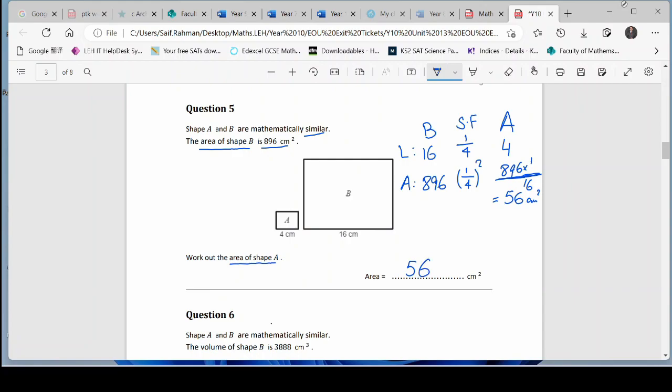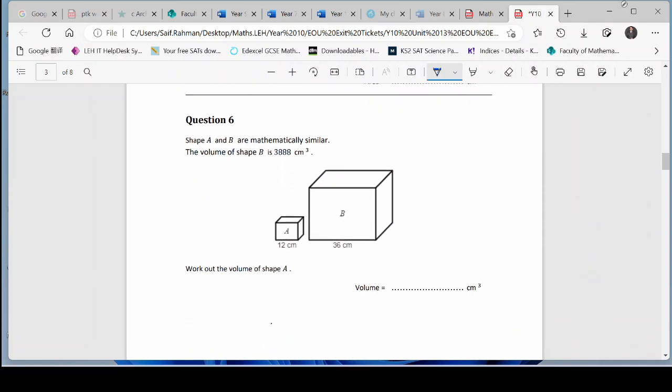Because in area we have to square the scale factor. This is a rule. And when we have to find the volume, then the scale factor will be cubed. So the length scale factor is 1 over 4. When we have to find area, we have to square the scale factor, and when we have to find the volume, we have to cube the scale factor.